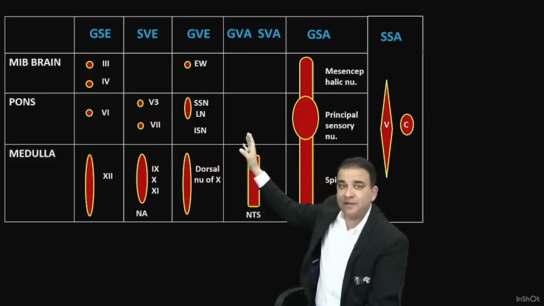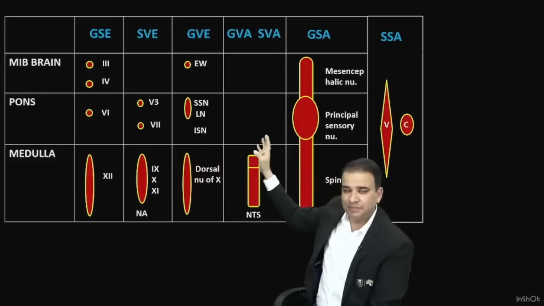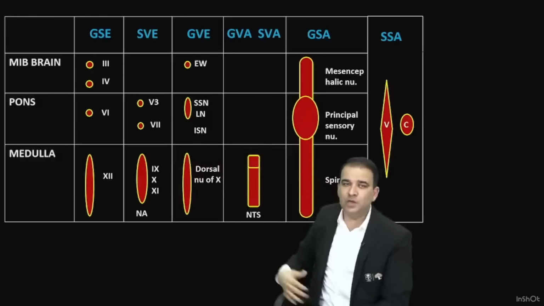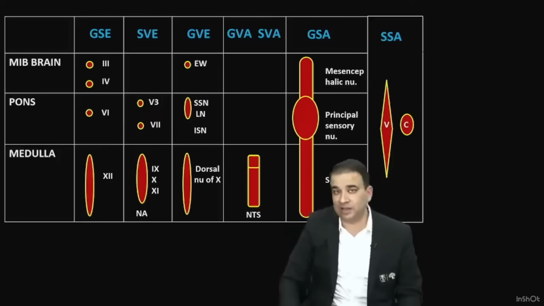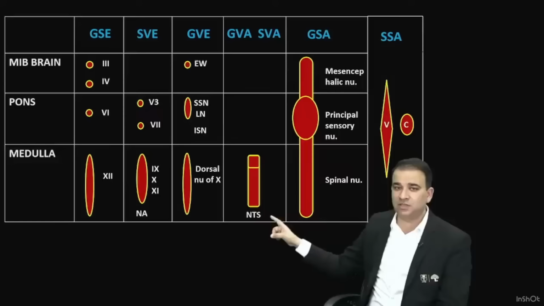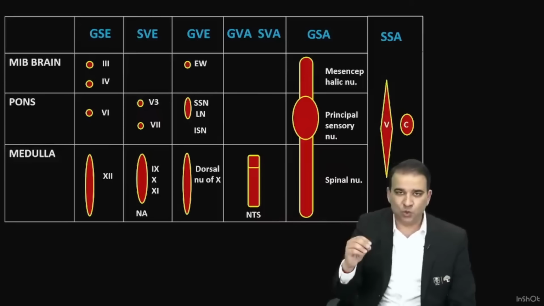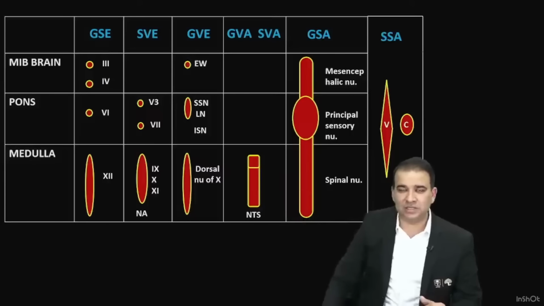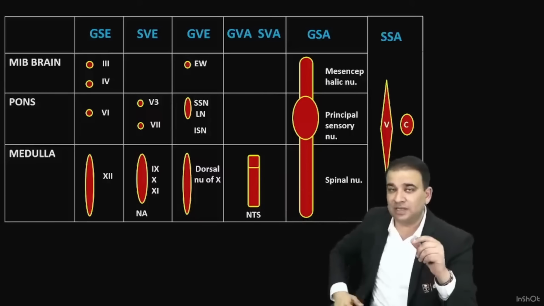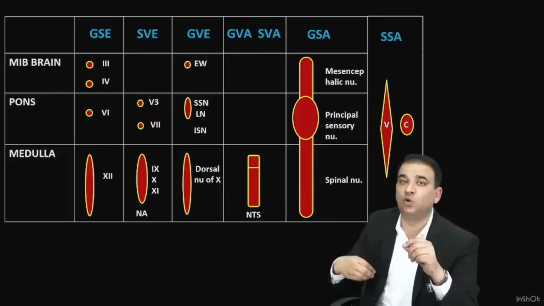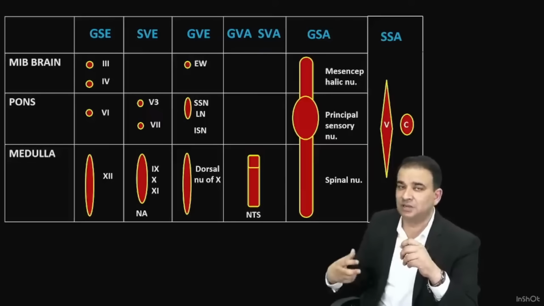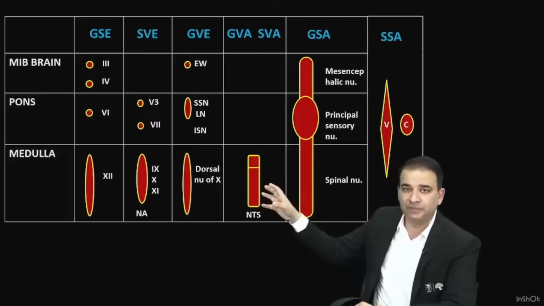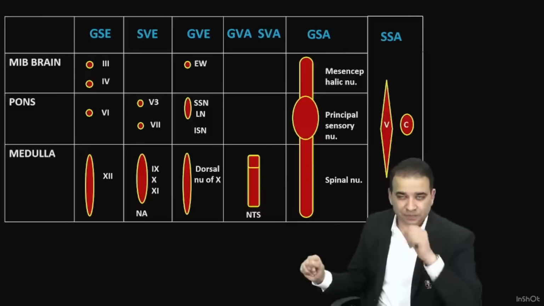Then we have afferent columns, the GVA and SVA. In the GVA and SVA, we have a common nucleus called the nucleus of tractus solitarius, a very, very important nucleus, guys. It's a nucleus which is alone. There is nothing above, there is nothing below this nucleus, and this nucleus of tractus solitarius is a visceral nucleus. The visceral sensation will go into it here. Taste sensation, any visceral sensation will come into it here. So if this nucleus is injured, you can assume that visceral sensation is gone.